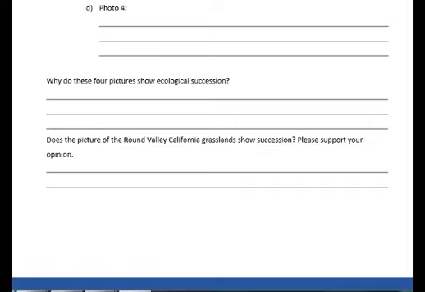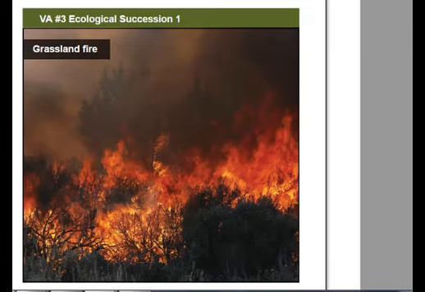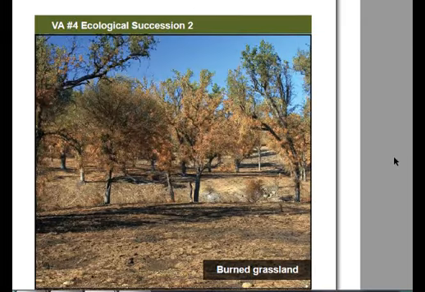Now we're on to our next question. Why do these pictures show ecological succession over time? So let's go back to our definition of ecological succession. So starting with the first picture, do we see change in the composition of this ecosystem over time? So we went from fire to after the fire.